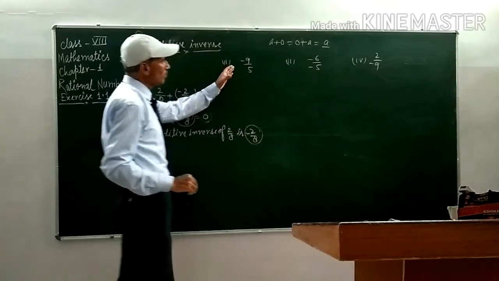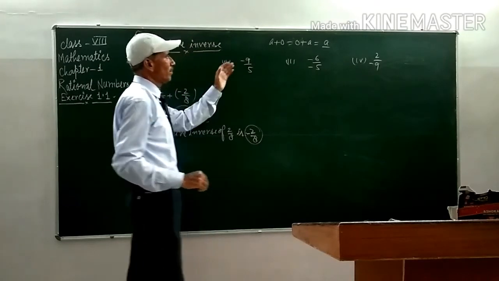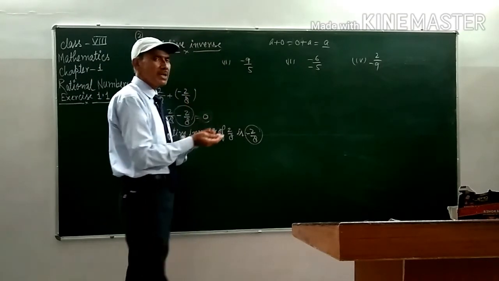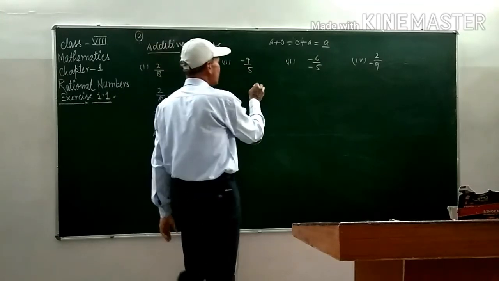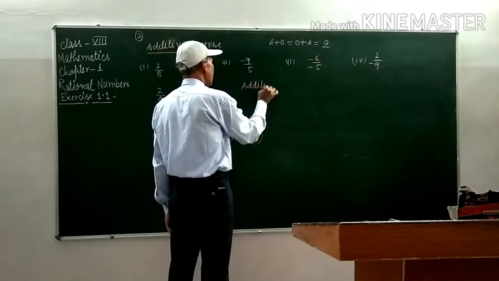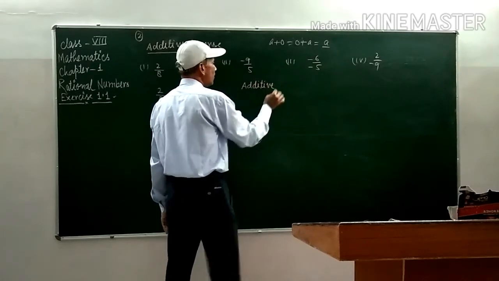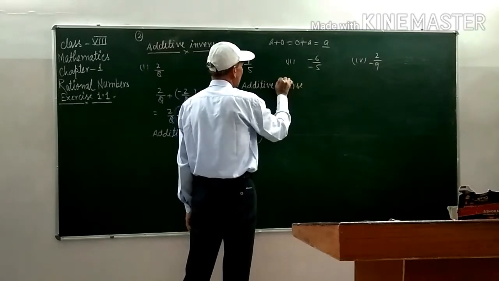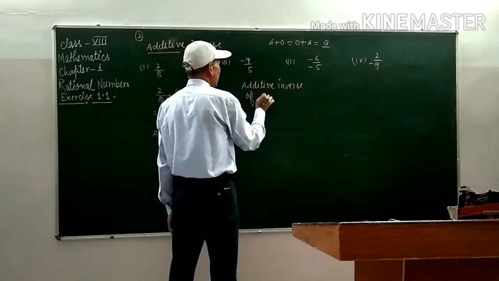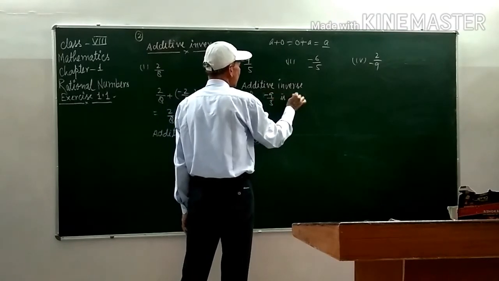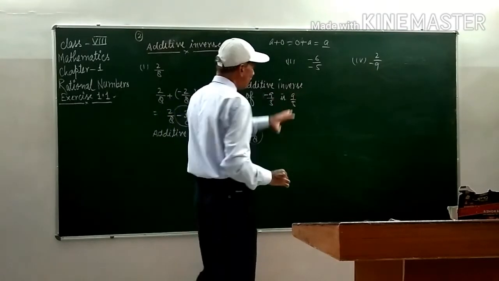Okay student, so this number is also a negative number, that is minus 9 by 5. So minus का negative क्या होगा student? Plus होगा. That is, the additive inverse of minus 9 by 5 is 9 by 5, that is plus.